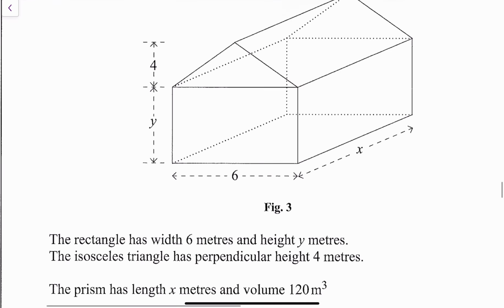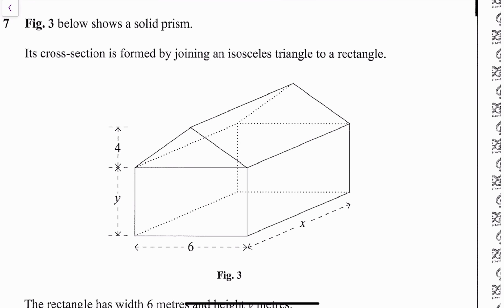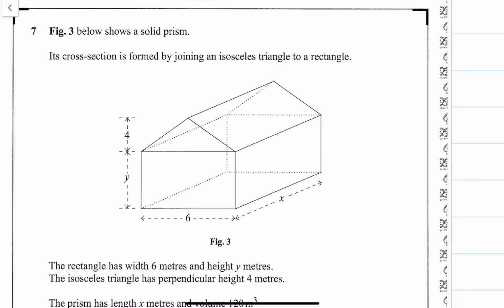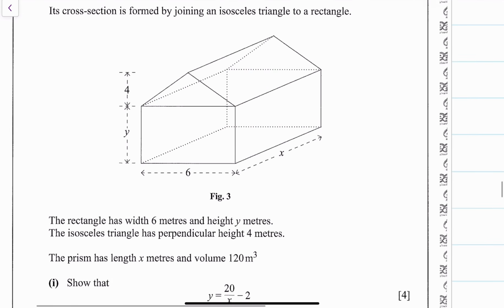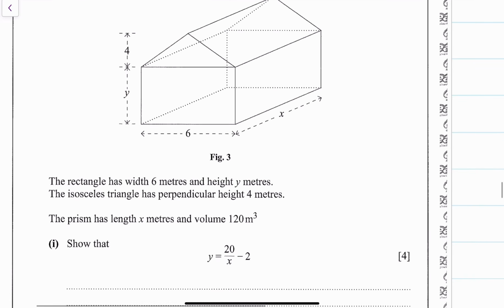And next one, it says, figure 3 below shows a solid prism. Its cross-section is formed by joining an isosceles triangle to a rectangle, and the rectangle has a width of 6 meters and a height of y meters. The isosceles triangle has a perpendicular height of 4. The prism has a length x meters and a volume of 120. Okay, no idea. Right, so it says show that y is equal to this thing.